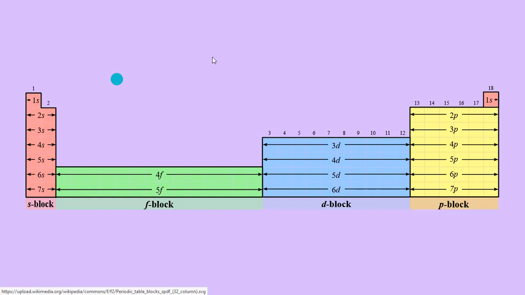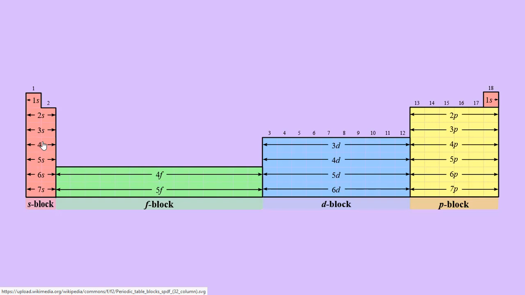I'm excluding hydrogen and helium because they just have one S orbital present, and they can only have 2 electrons at the maximum. So we are not talking about hydrogen and helium. We're talking about the other elements. That is all of these.